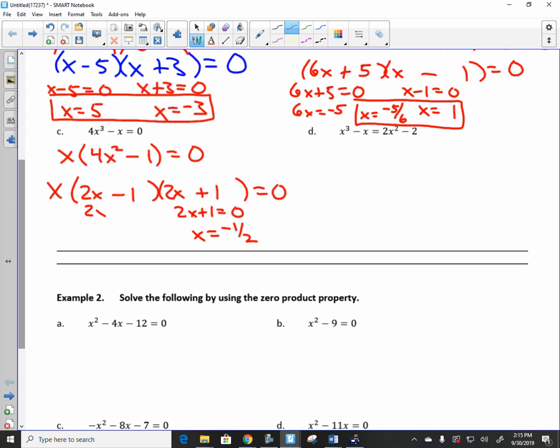How about for 2x minus 1 is equal to 0? What are you going to get there? X is positive 1/2. Add the 1, divide by 2. Then you have another one here. It says x. X equals 0. So what is x? 0. There's my 3 solutions.